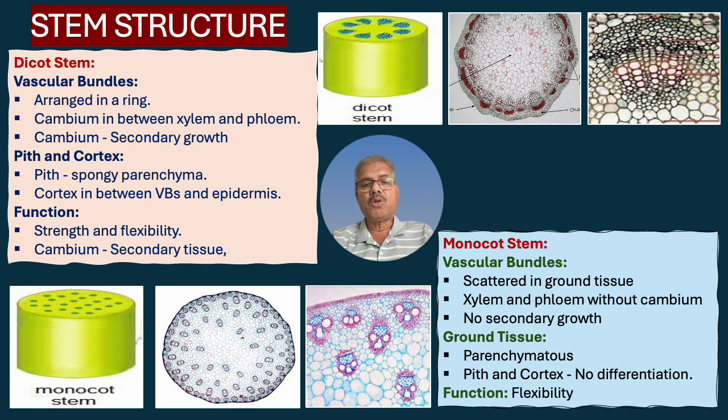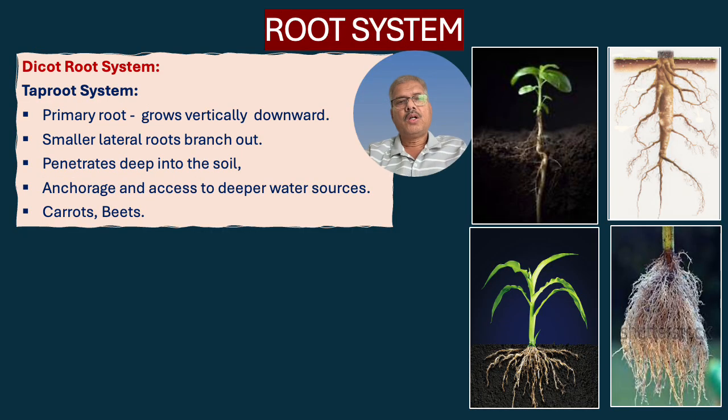The scattered vascular bundles provide flexibility, which is particularly useful for plants like grasses that need to withstand wind. The absence of cambium limits the stem's ability to thicken significantly. The root systems are crucial for plant survival, anchoring the plant in the soil and absorbing water and nutrients.